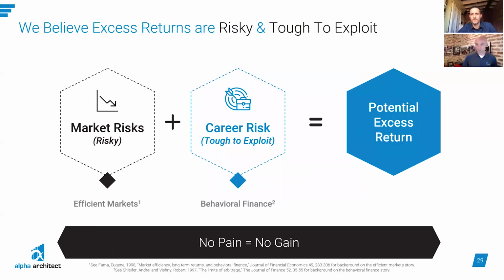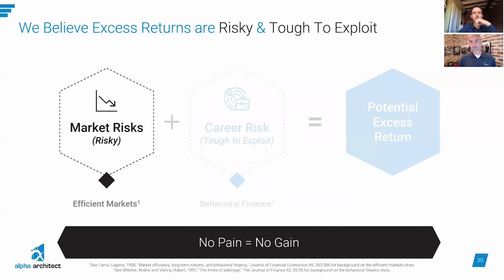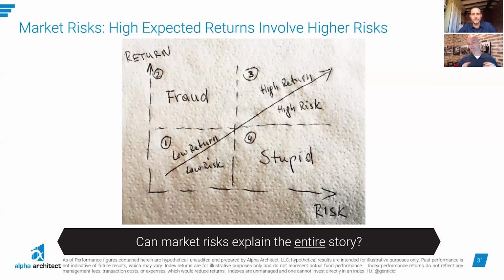And we'll walk through those in a more applied context now. So first we'll talk about the efficient market risk component. Then we'll talk about this career risk component. Let's first talk about market risk and why that helps contribute to an expectation of getting to earn extra money.